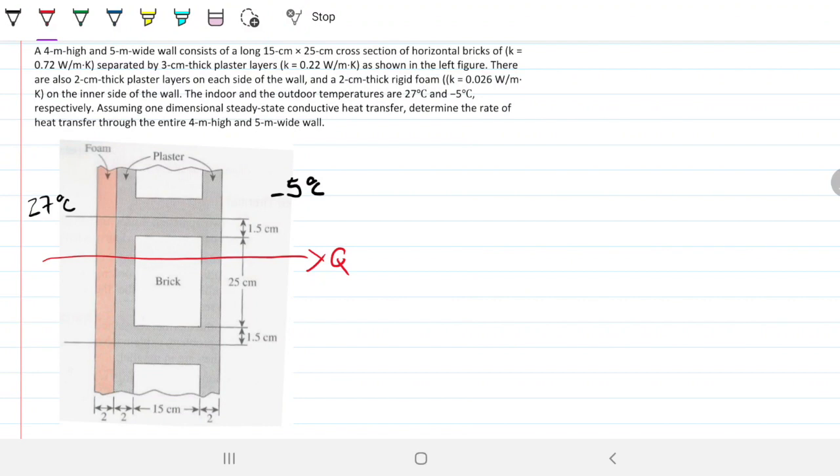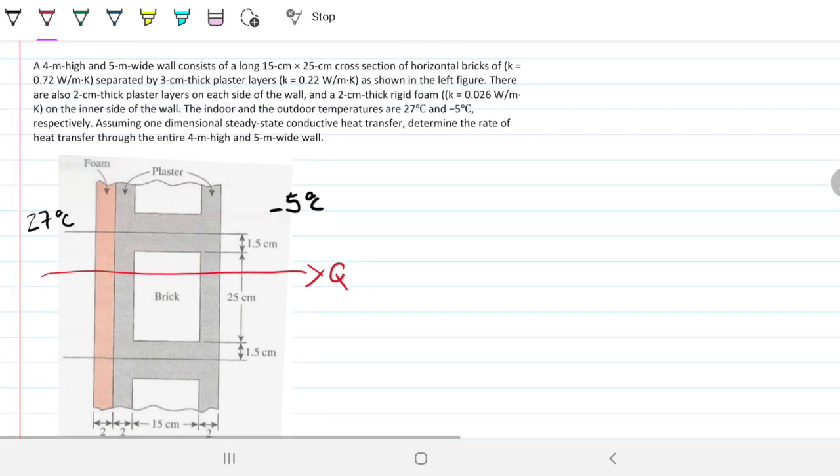Assuming one-dimensional steady-state conductive heat transfer, determine the rate of heat transfer through the entire 4 by 5 wall. So if it's one-dimensional heat transfer, it means that we're ignoring any heat transfer that's occurring in this direction or this direction here. We're only concerned about the one happening here. We're not concerned about the ones going inside or anything like that, right? So only one direction.